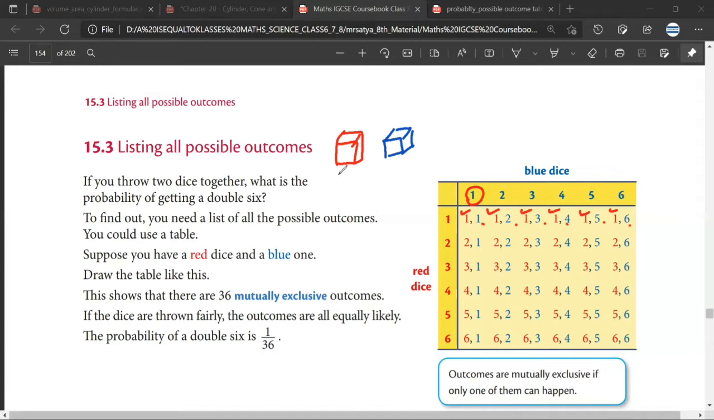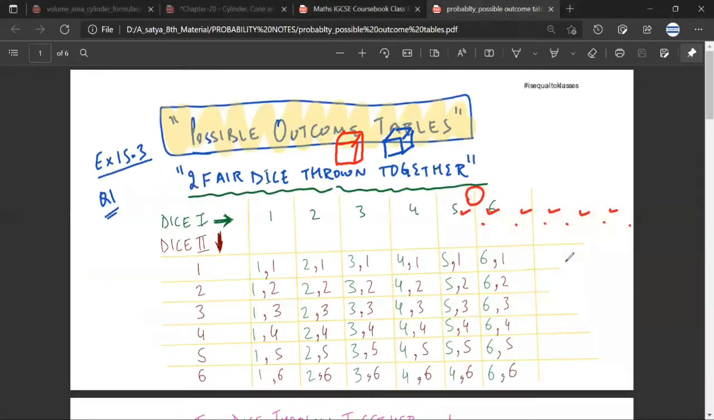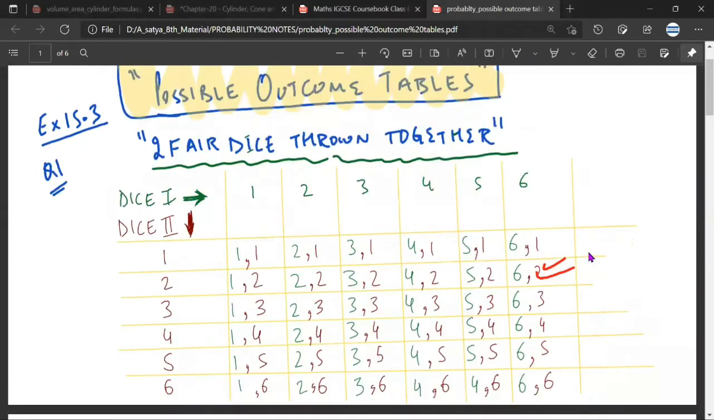Yes, sir. So, the sheet that I have sent you is a standard sheet which is used. We say that this table is a list of all the possible outcomes which are available when two fair dice are thrown together. Mr. Satya, any doubt? No doubt. So, this is how it is read.